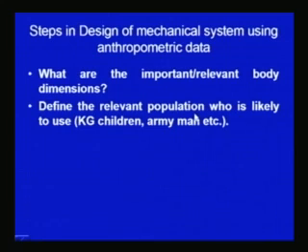Mechanical systems can be used by a variety of people, like a chair can be used by an adult, by an army man, by a woman or by KG children. So, for different groups of people, since the anthropometric data is different, if the targeted population for a given mechanical system is defined properly, then it will help to get an idea about the range of dimensions as far as height, length or weight is concerned.